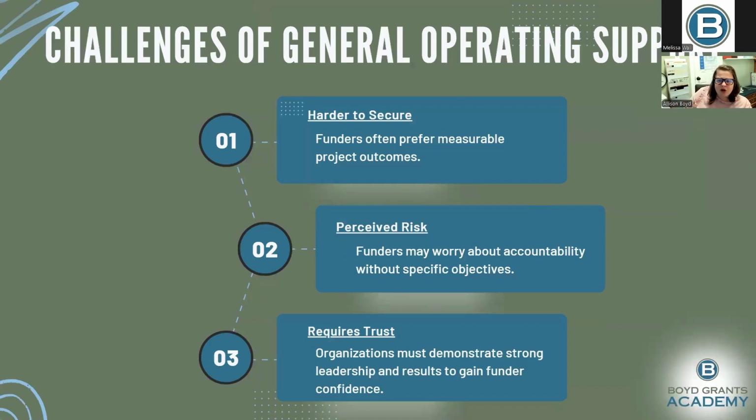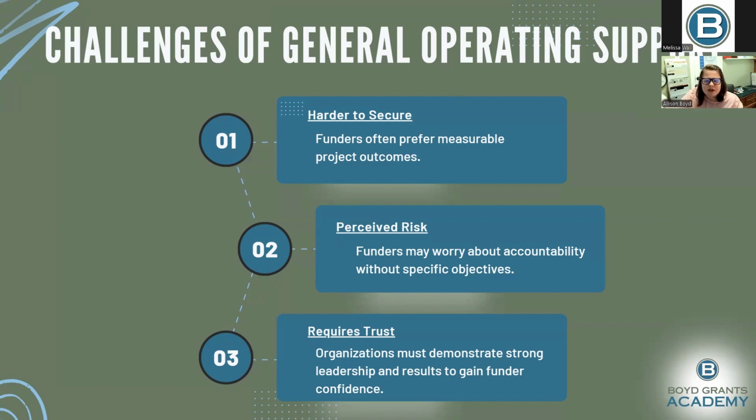Okay, so what are some challenges of general operating support? Because it's harder to come by, some of the challenges are the funders prefer measurable immediate outcomes. So funders often prefer grants that fund specific projects because they can directly track the immediate tangible outcomes that those projects deliver. When funding a program, funders can easily see how their investments translate into measurable impact, whether it's the number of people served, the outcomes achieved, or the specific outputs delivered.